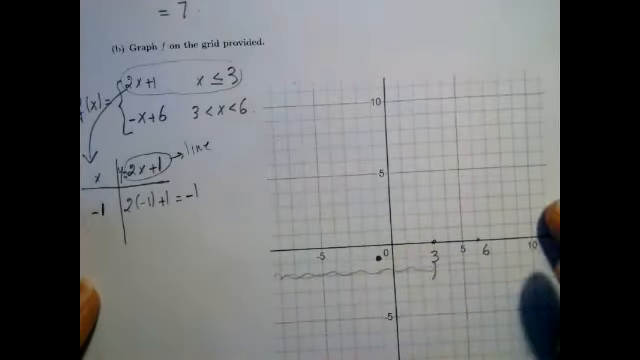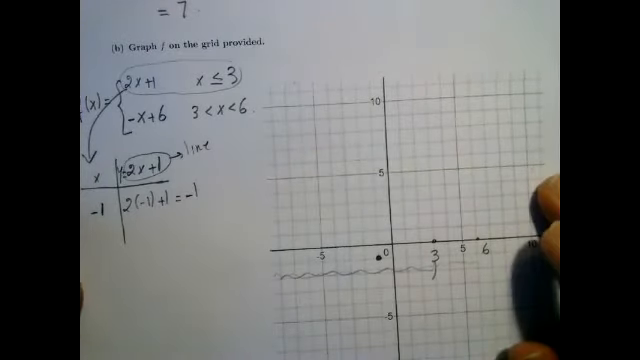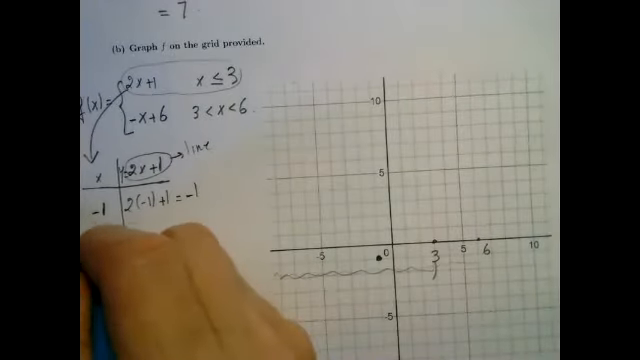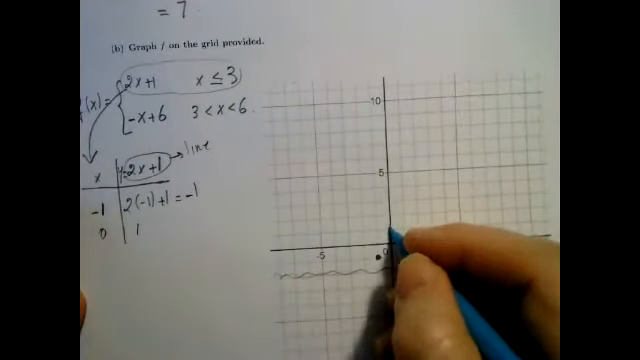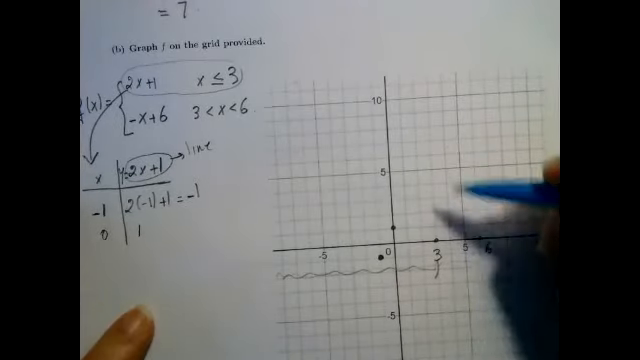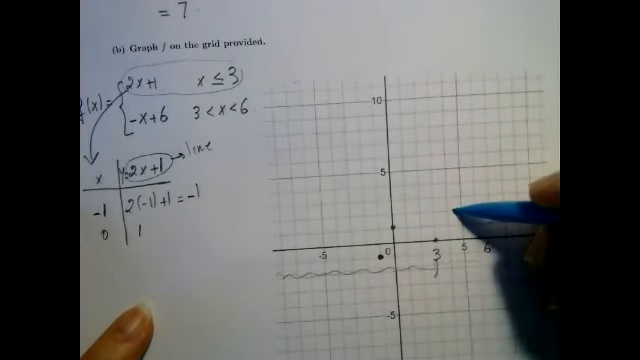Which other point do you want me to take? 0. That's another good point. At 0, I get 1. Okay. Which other point do you think is nice to know? Anybody? Remember, the graph has to stop at 3.